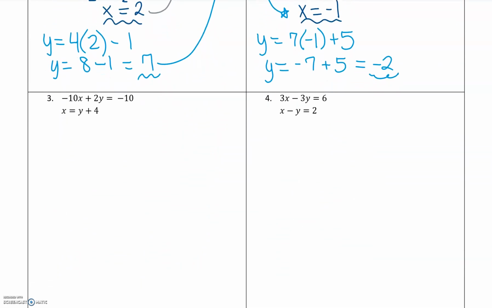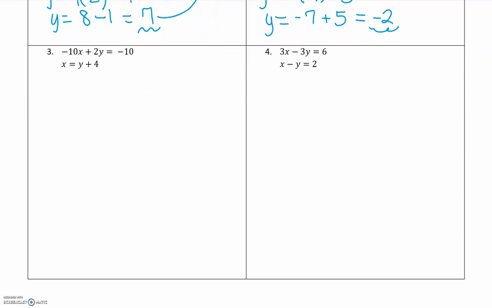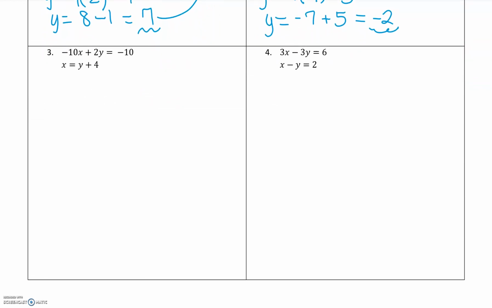All right, I want you to take a minute and I want you to try number 3. One of the variables is already solved for, so you know what to start with. So this time we're not plugging something in for the y, we're going to plug something in for the x. So go ahead, pause the video here, and take a moment and try to solve this one.